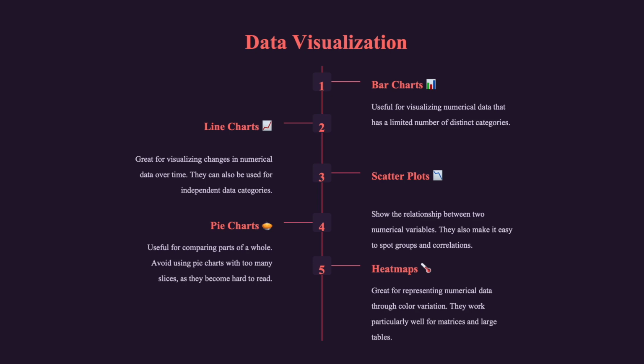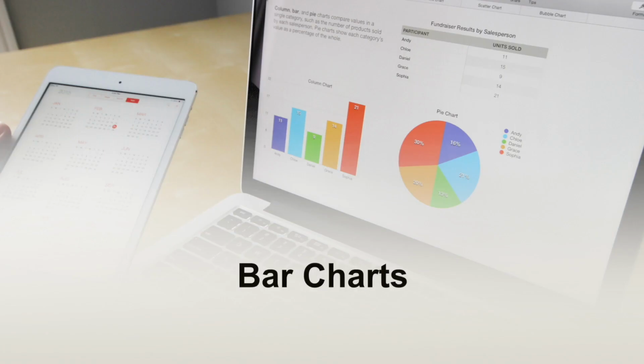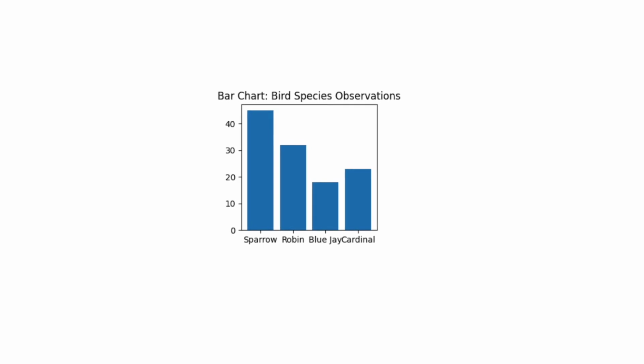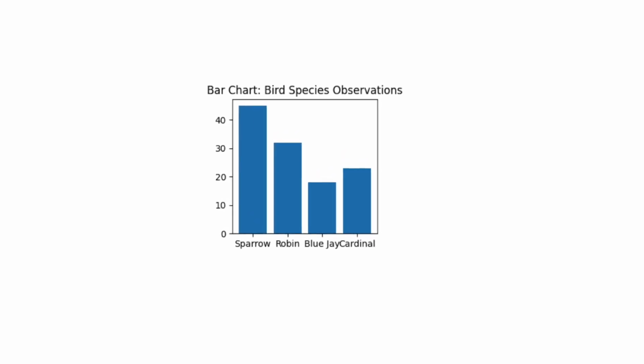I'm going to start with bar charts. Imagine you have a list of different birds in a park. You want to know which ones are the most common. It's like counting how many friends you have of each type. Instead of just looking at a long list, you can use bar charts. These are like tall rectangles that show how many birds there are.